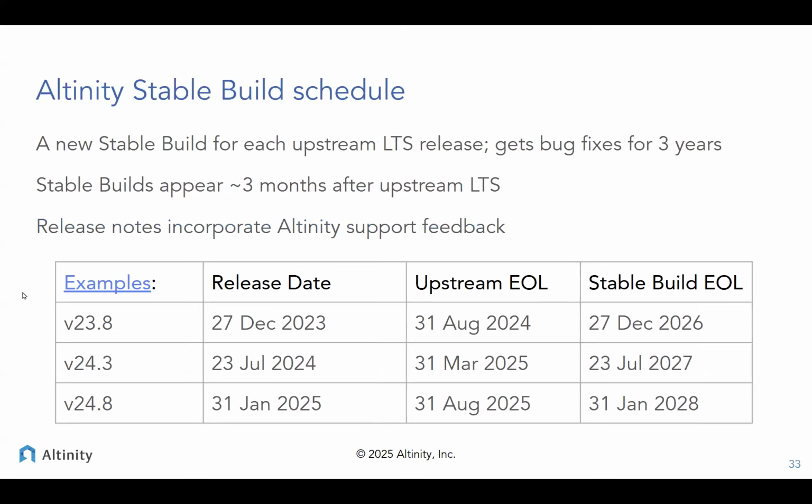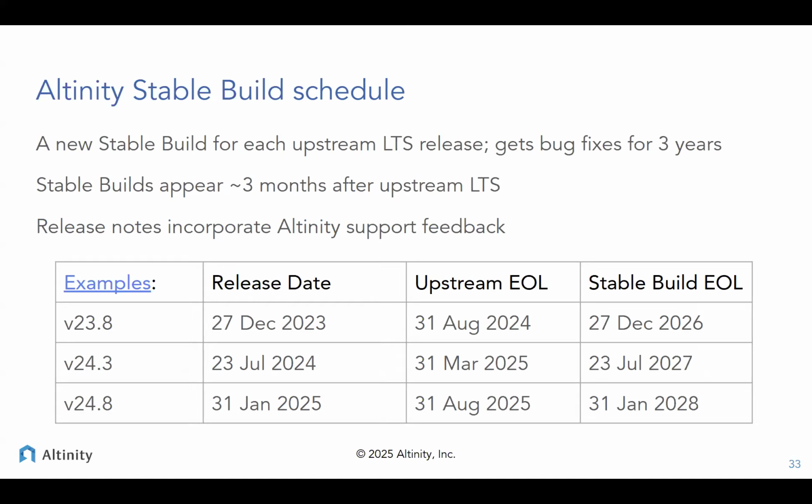Altinity does builds as well. We call them Altinity Stable Builds. They are based on the LTS releases, and they're really designed for people who want that trailing edge upgrade: few upgrades, but really sure that they're going to work. We publish those builds typically 3 months after the LTS appears, and then we have a 3-year tail for maintenance.